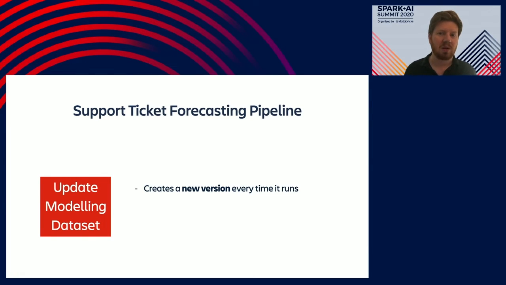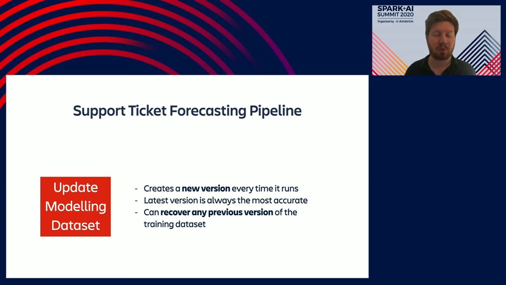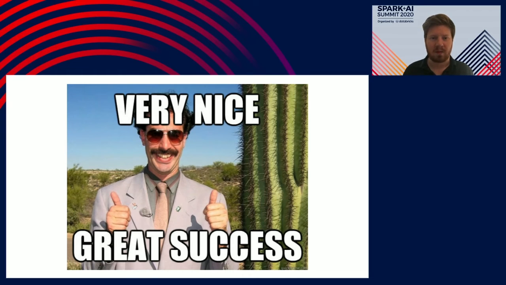So now we come back to the forecasting pipeline. With Delta, we create a new table every time the pipeline runs. The latest version, which is also the default version if you query the table without a version number, is always the most up-to-date and the most accurate version of the table. We can recover any previous version of the training data set, and I think that's a massive win for reproducibility because I can easily recover the data used to train any of my models. And it only took a few magic words and a few SQL queries. I think that's pretty cool.